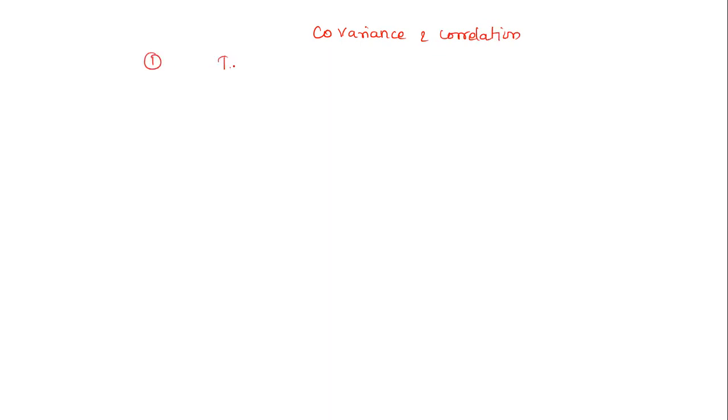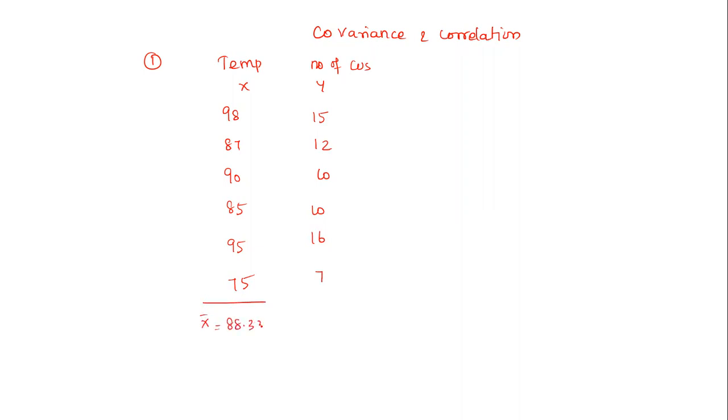So it has temperature and the number of customers. Let this be X and let this be Y. The values are given by 98, 87, 90, 85, 95 and 75. The number of customers is 15, 12, 10, 10, 16 and 7. So let us calculate: the mean X bar is 88.33, and the mean Y bar is 11.67.